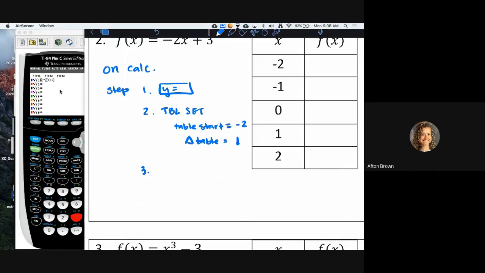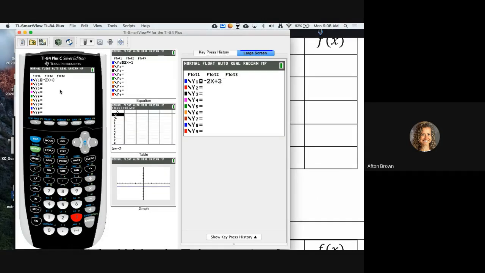Press enter. Okay, so let me catch up. I'm going to go second table set. I'm double checking this, but it's already -2 and 1. By the way, we will never mess with the settings that say auto and ask. We never ever change that. It's always just on auto. How do I now view the table? Good, it's the graph, but it's in blue. So you hit your second button and then graph.